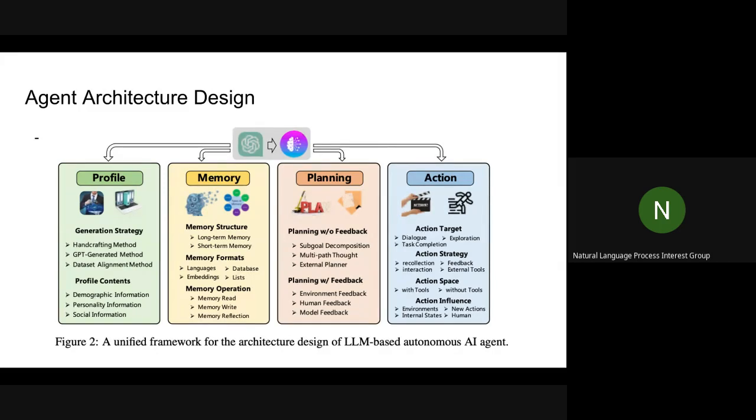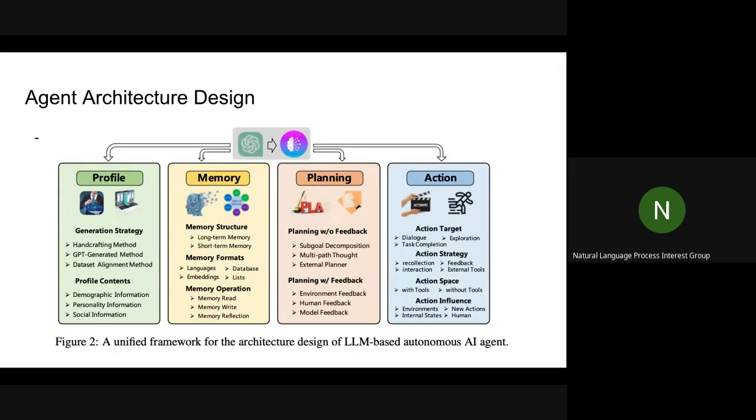And then with feedback, this is when you're trying to reflect on the planning process. The environment can give you feedback. You can have different critics that tell you, hey, this planning step was good, wasn't good, is consistent with your memory, is not, etc. And then also model feedback. And then the last one is actions. There are three main action targets that this paper broke things into.